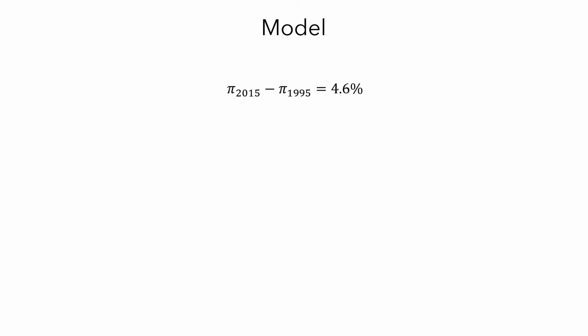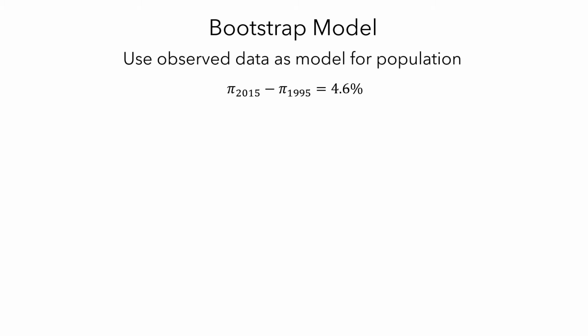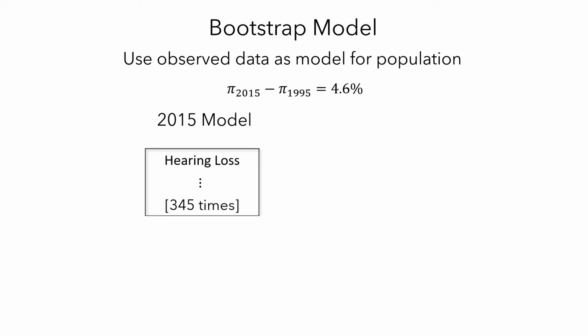It turns out the way to do this is to make what is called a bootstrap model. In a bootstrap model, you use the observed data as a model for the population. So in 2015, there were a total of 1,771 people in the sample, and 345 of them had hearing loss, and 1,426 didn't have hearing loss. So your model would be a list with 345 of the items corresponding to hearing loss, and 1,426 corresponding to no hearing loss.